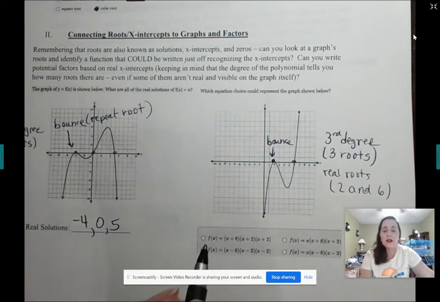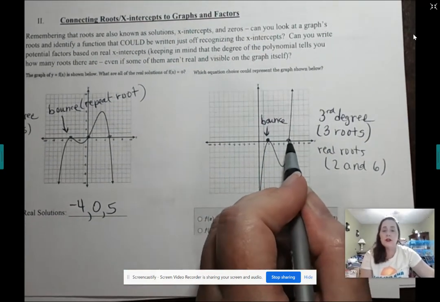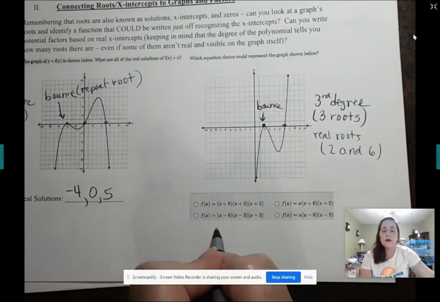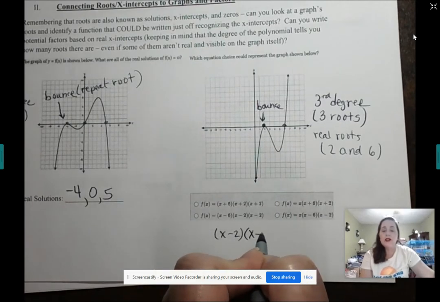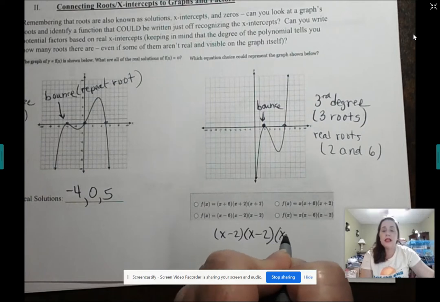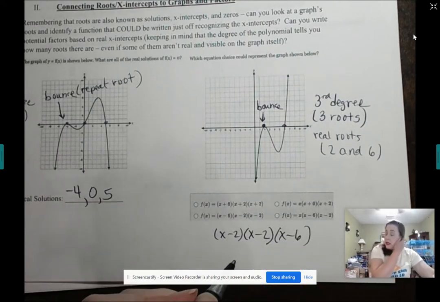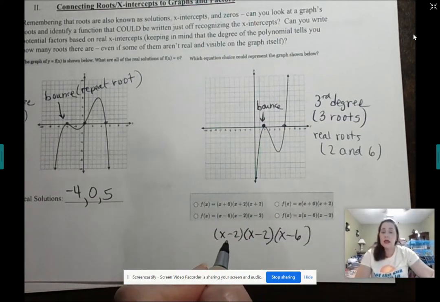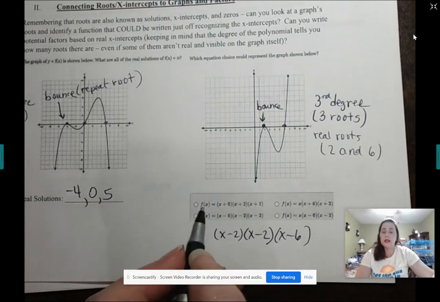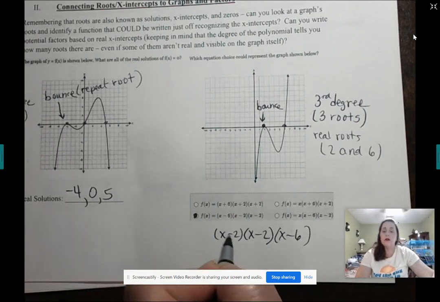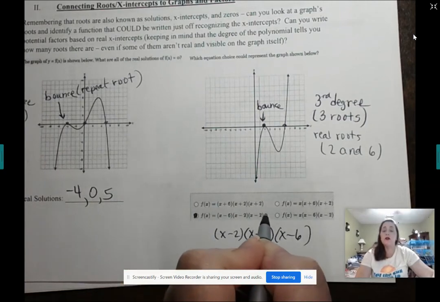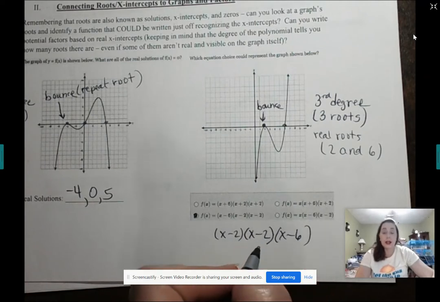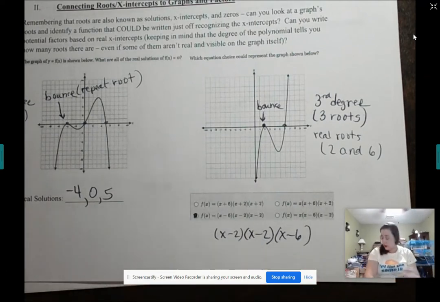Remember, as factors, even though this is a positive 2 and a positive 6, I'm going to be writing those factors with a minus. And I'm going to make sure I have 2 of the ones at 2 since there was a bounce there. So I want to pick which one of these answers has 2 roots at 2 and 1 root at 6, and it would have to be this one. And you could have written this one as (x minus 2) squared. They just didn't choose to do that.